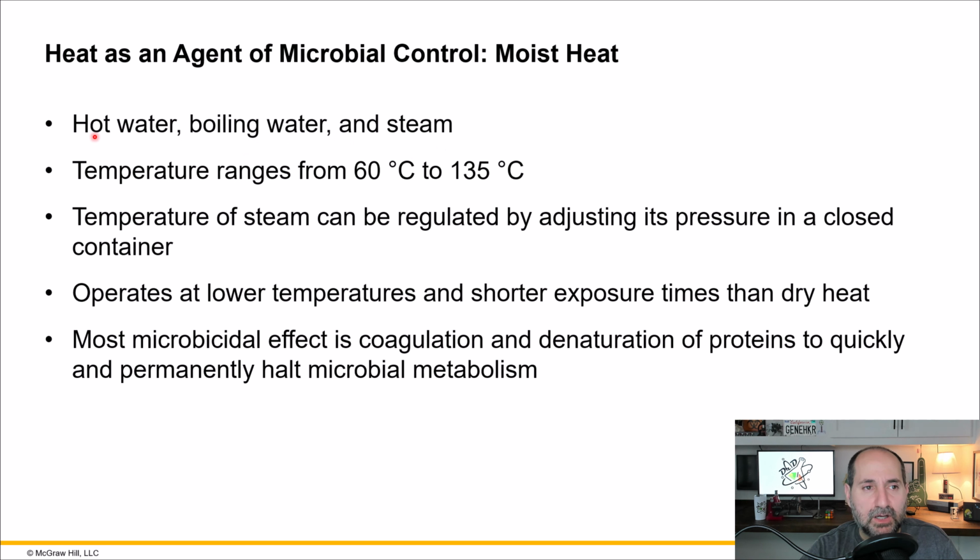You should know that hot water and boiling water do not reach above 100 degrees C. In order to go above 100 degrees C, you need steam and pressure, like what's found in an autoclave. And you should definitely know that boiling water is definitely not sufficient to sterilize. In order to sterilize with moist heat, you're going to need an autoclave with steam that reaches over 120 degrees C.